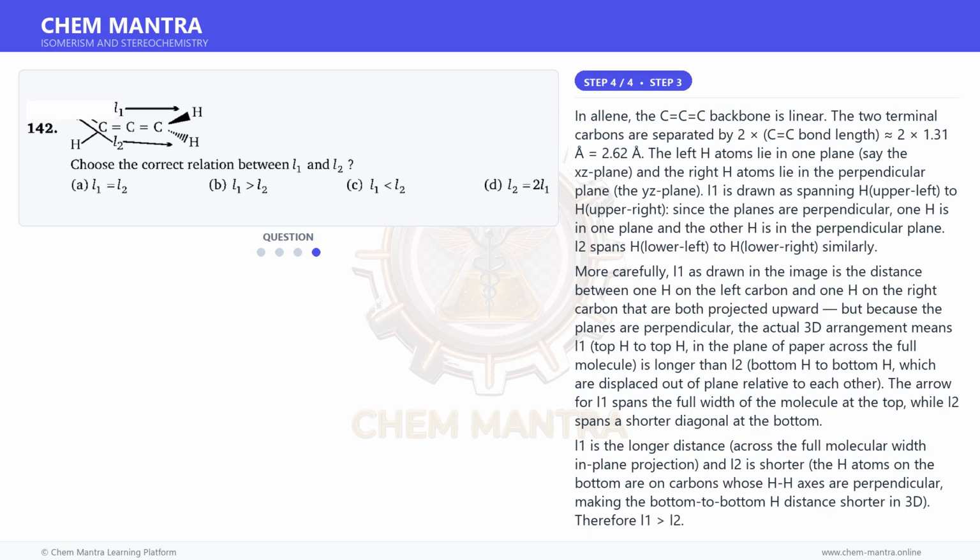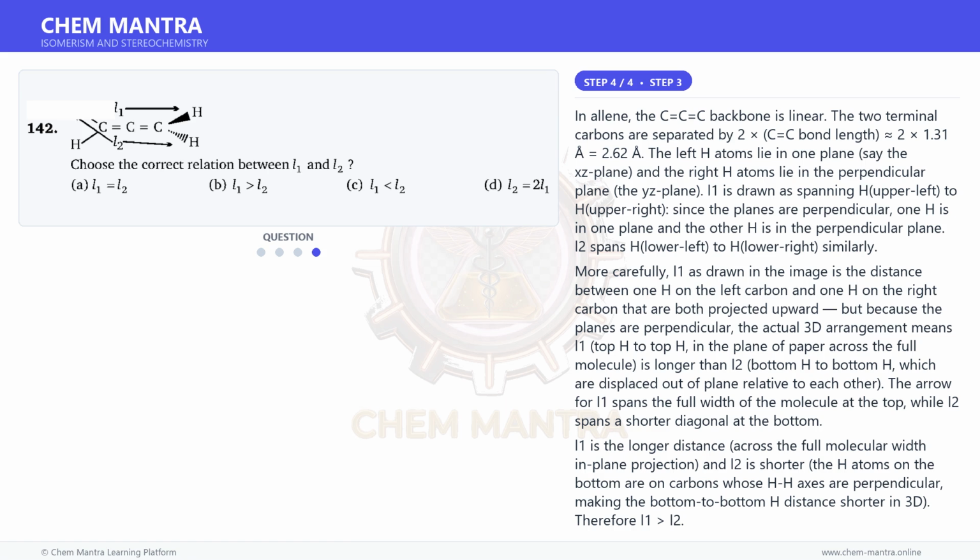And for the final step. In allene, the C=C=C backbone is linear. The two terminal carbons are separated by 2 times the C=C bond length, 2 times 1.31 Å, equal to 2.62 Å. The left H atoms lie in one plane, say the XZ plane, and the right H atoms lie in the perpendicular plane, the YZ plane.